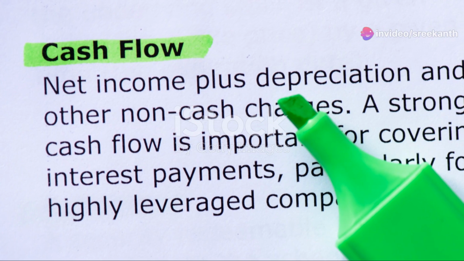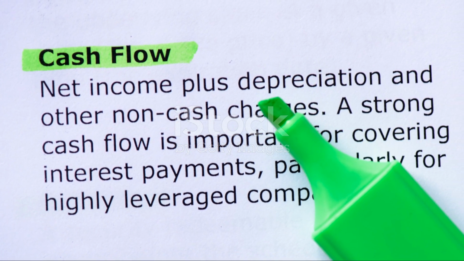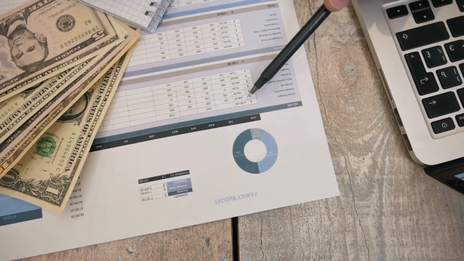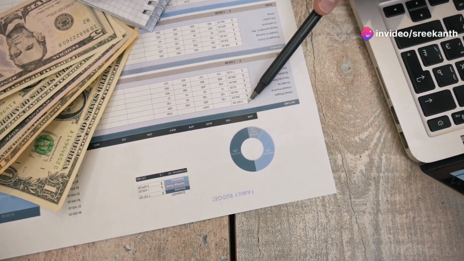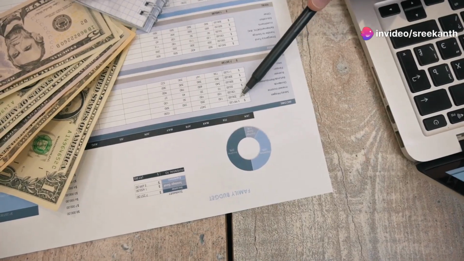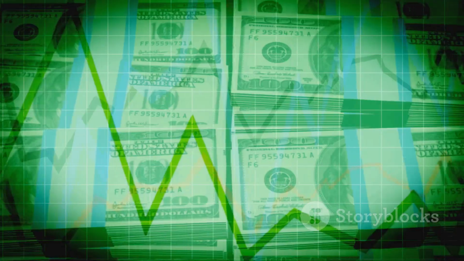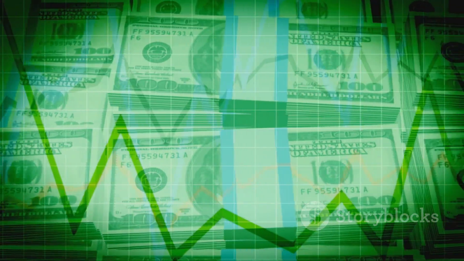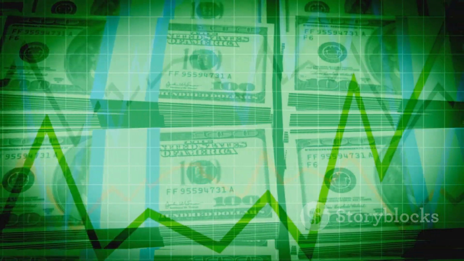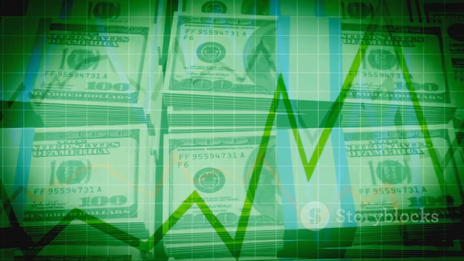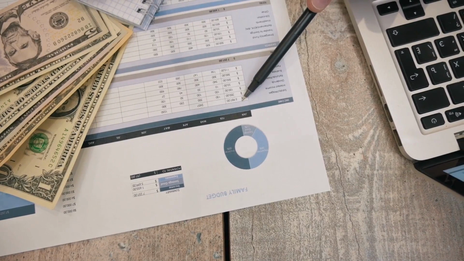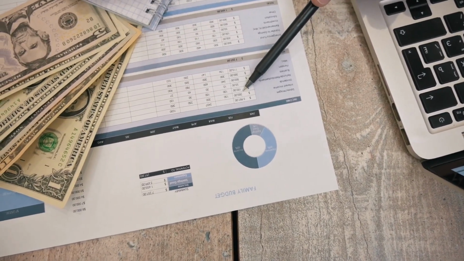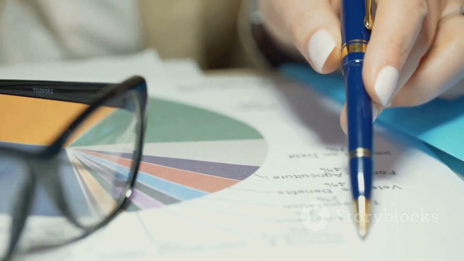Now let's discuss the key differences between cash flow to firm, or CFF, and cash flow to equity, or CFE. CFF is used to measure the company's overall ability to generate cash for all capital providers, including both debt and equity holders. On the other hand, CFE focuses solely on the cash available to equity shareholders after meeting all obligations, including debt payments. Understanding these metrics is crucial as they help investors and analysts assess a company's financial health and make informed investment decisions.